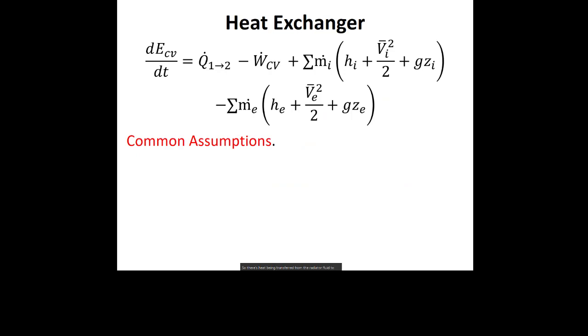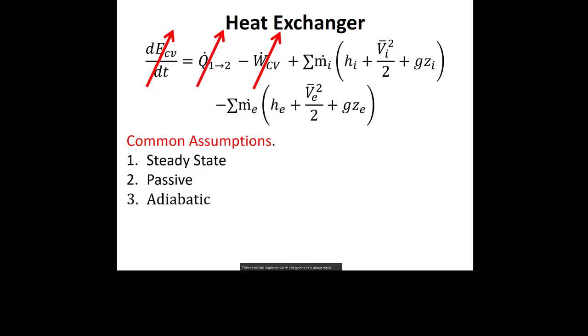So at least one way of looking at a heat exchanger, if we draw our control volume around the whole heat exchanger, we'll say that it's at steady state and that it's passive. There's no fan blades, so we're not going to talk about work that comes from these moving fan blades. The weird thing about heat exchangers, when you look at the whole heat exchanger, is that we'll often say that they're adiabatic. And that's weird because a heat exchanger's job is to transfer heat. What this means is not that there's no heat transfer necessarily. It's that there's no heat transfer that passes over our control volume boundary.